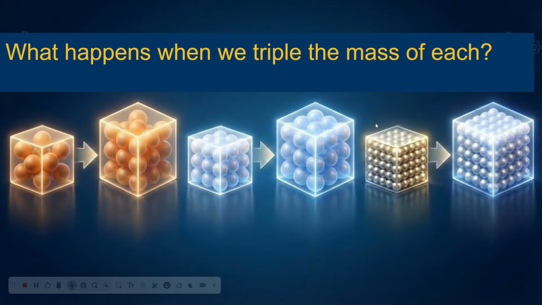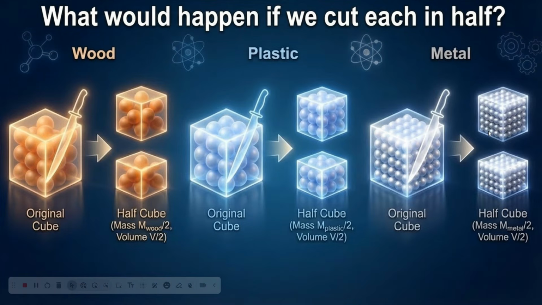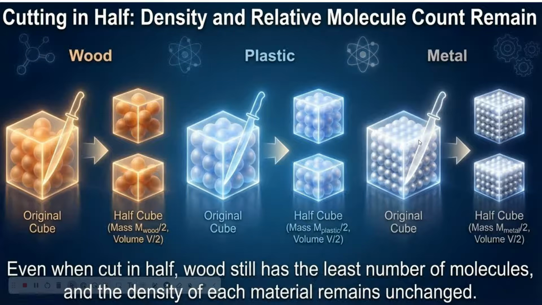What happens when we triple the mass of each? Do you think the metal still has the most mass? Yes. Mass increases proportionally with volume, and metal still has the highest density and molecule count. And this is this idea, if we keep the volume the same, and here's your rate proportional reasoning. We made each bigger by 3. We tripled each. Right? So when you triple the volume, you also triple the mass. That's why the ratio stays the same. What would happen if we cut them each in half? Even when we cut them in half, wood still has the least number of molecules, and the density remains unchanged.